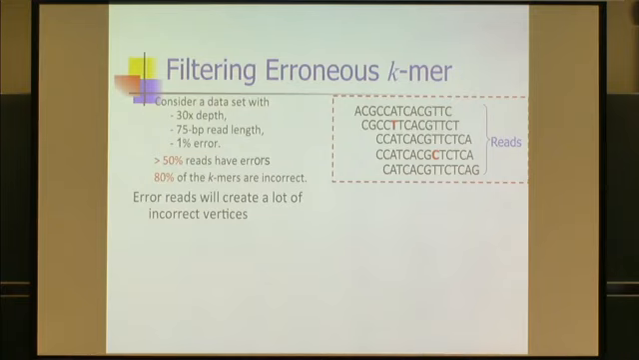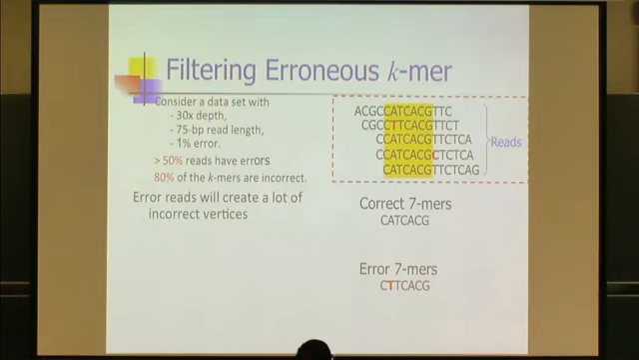This is an example. These are the reads, and these are two errors. Okay, now let's try to build a de Bruijn graph with these errors. I'm talking about 7-mers. Now you look at this CAT, and because of the error, you do have another k-mer with an error here. We know that this is wrong, but we don't know it at first.